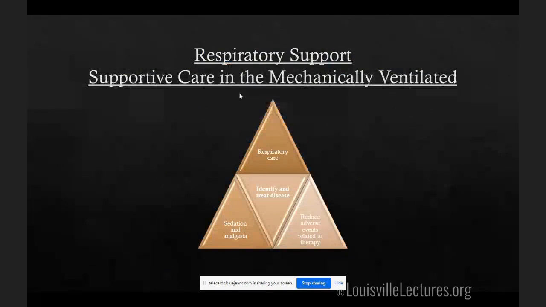So now that we talked briefly about the three major ventilatory modes, well, what are you supposed to do with a patient on the vent? The ventilator, philosophically, is a support device. And so it doesn't really treat anything. It just gives you time to perform the underlying treatments. So here we have respiratory care, sedation, analgesia, identifying the target disease, and reducing your risk of adverse events related to being on the vent.